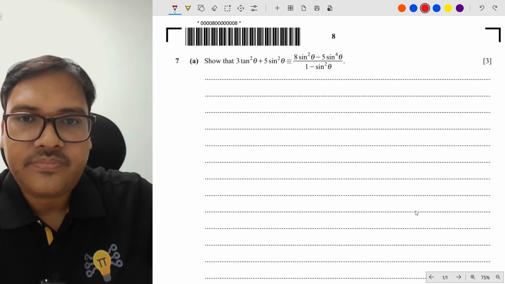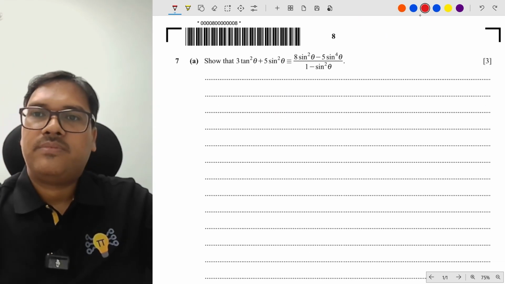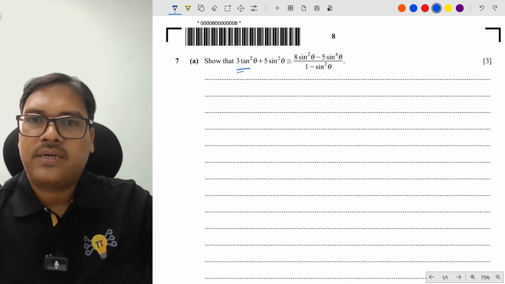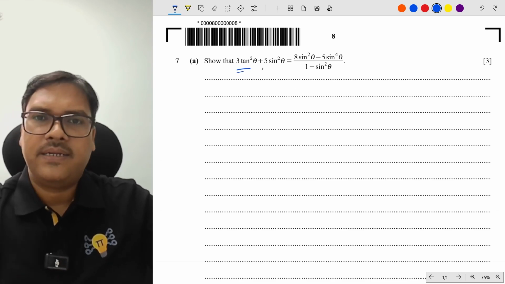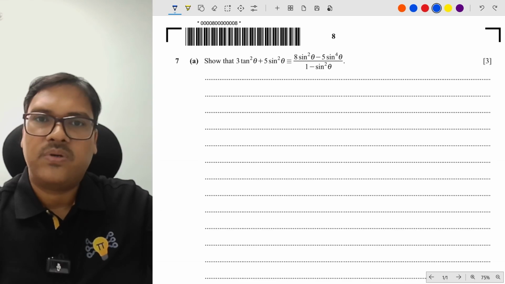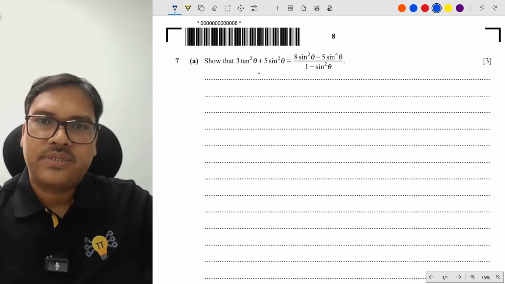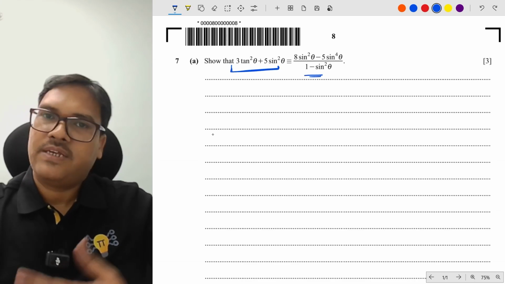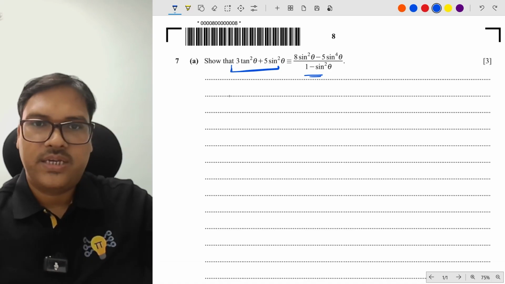Okay. Now the question on trigonometry. Here, you have to show this. Basically, you have to just show the identity: this expression is equal to this expression. So you can first see here that we have to show this in terms of sine theta. That means everything should be converted to sine theta.